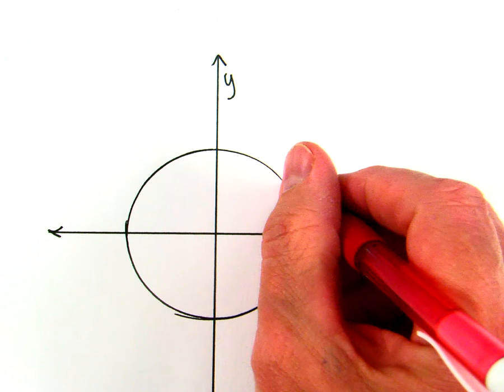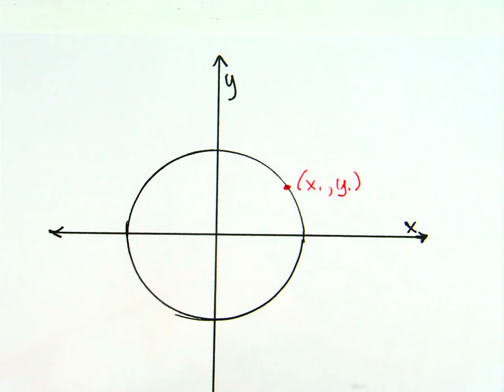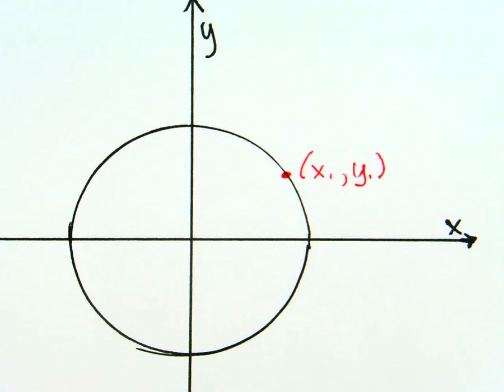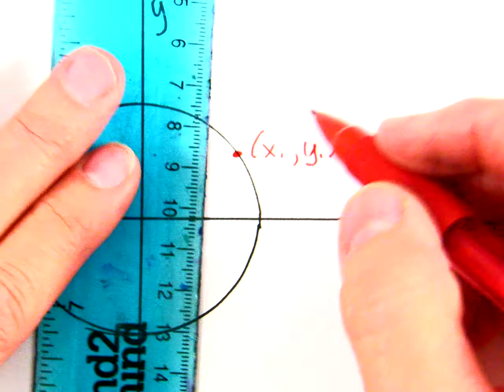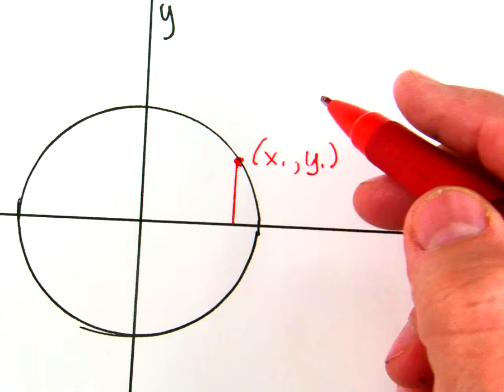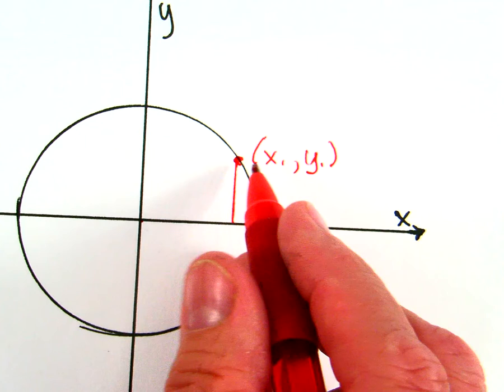It's a specific point. It's right there. X sub 1, y sub 1. Let's look at that. Well, let me play with that point a little bit. If I come down to here, I can see that this distance is the distance from 0, which is the same as the x-coordinate, x sub 1.